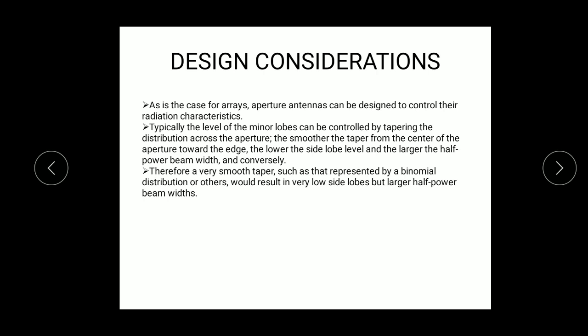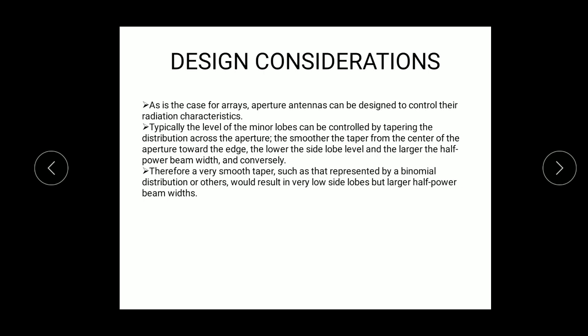As is the case of the array, aperture antennas can be designed to control their radiation characteristics. Typically, the level of the minor lobes can be controlled by tapering the distribution across the aperture. The smoother the taper from the center of the aperture toward the edge, the lower the side lobe level, and the larger the half power beamwidth, and conversely.